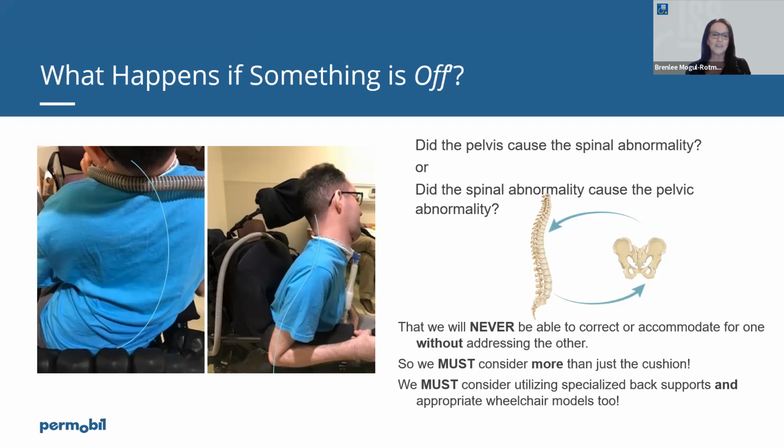So when we're looking at our seating components, it's important to remember that just changing the cushion isn't enough to fix a problem. We need to consider the other body parts, the trunk, the extremities, and ensure that we're providing support, stability, and positioning for function through the client's entire anatomy.